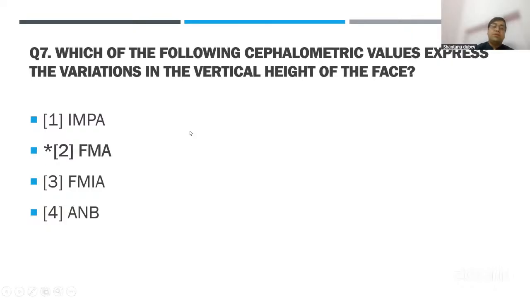Of course, first of all, get IMPA out, get FMIA out, because they are talking about the lower incisor. So these are out of the bucket of true answers. Now, A and B, we all know this gives us the sagittal position, not the vertical position. So this option is also out of the park. The only option that is left is FMA.